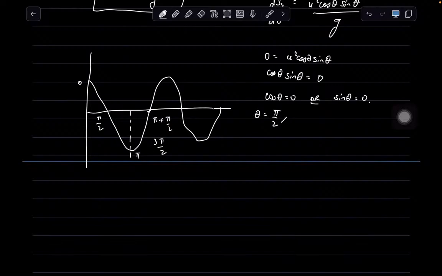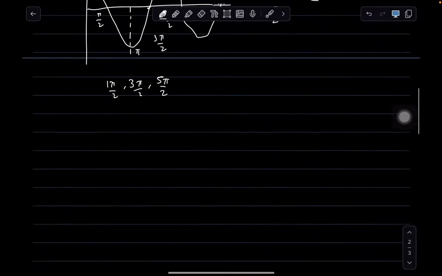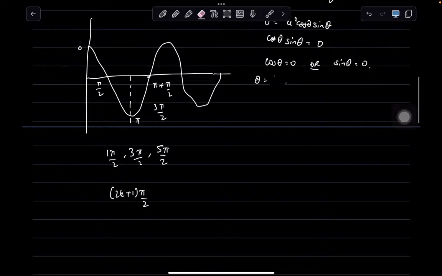So really what you're getting is something like this. You can do 1 pi by 2, 3 pi by 2, 5 pi by 2, right? So really it's just an odd number series times pi by 2. So that can just be replaced by the term (2k+1) pi by 2. So that just tells me that theta is equal to (2k+1) pi by 2.